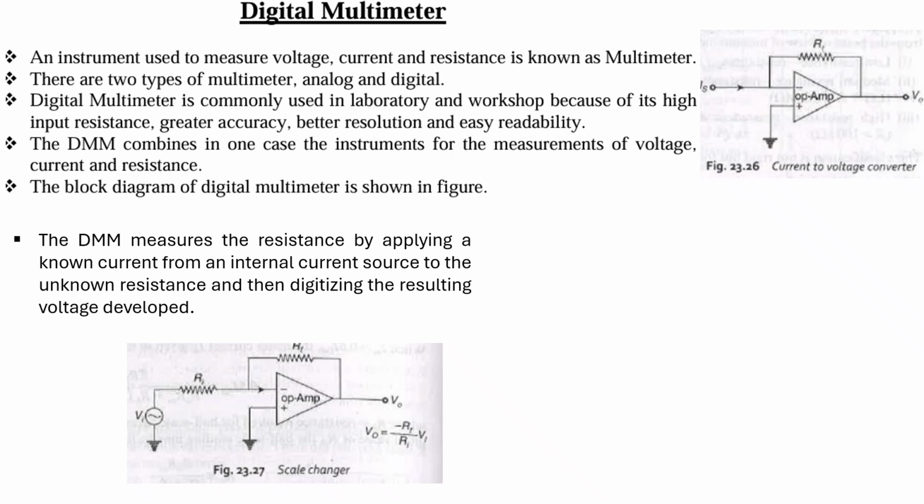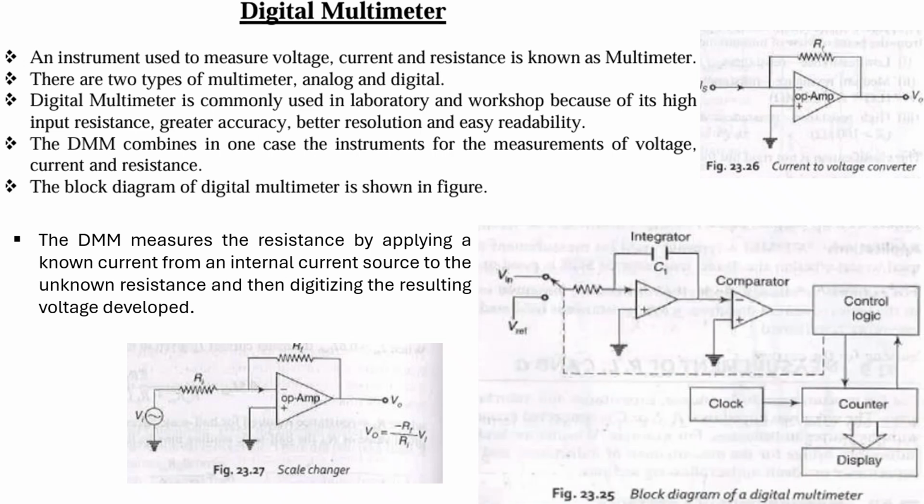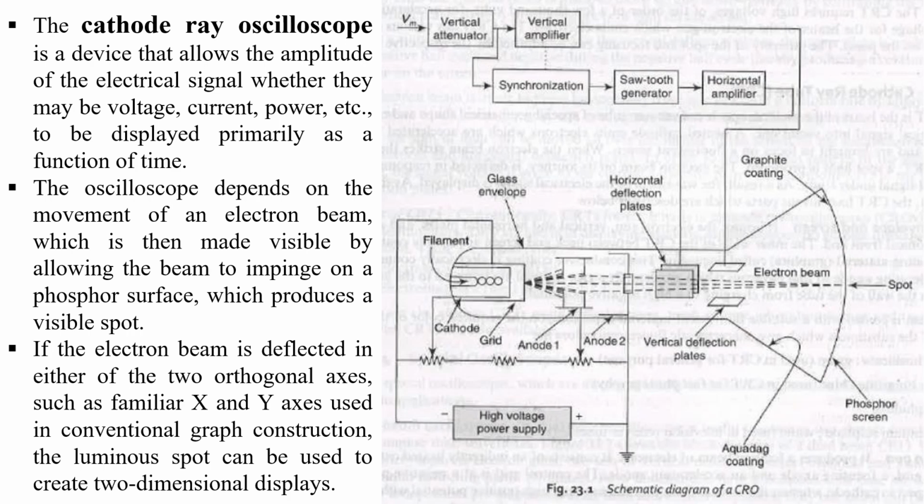And here is the block diagram. Let me show you the block diagram, the schematic diagram for the CRO. Now we are moving to the CRO. You can check the digital multimeter, a combination of both digital ammeter and voltmeter. CRO is the cathode ray oscilloscope. This is used to display voltage or current or any waveform. Its primary function is as a function of time.